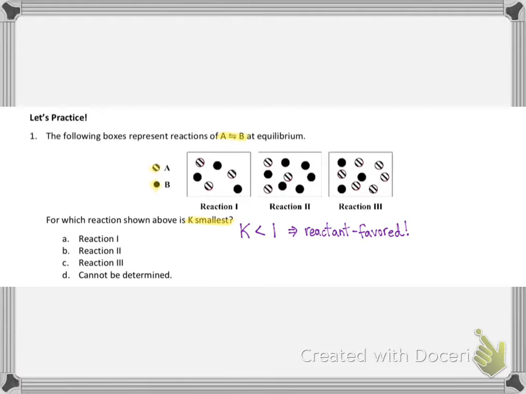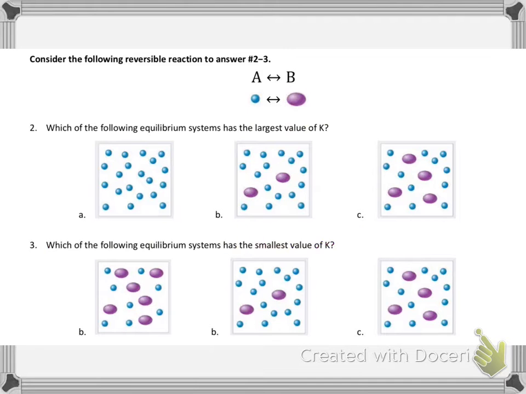Well, hopefully you remembered that K being small means K is less than 1, or it's going to be reactant favored. So we're looking for something that has the greatest possible amount of the reactant, or A. Well, in that case, the one that has the most A is clearly reaction 3. And done. That's all you need to do.